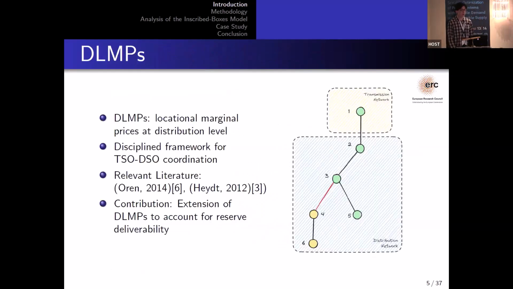Now I'm going to introduce some basic concepts that I'm sure anyone here probably knows, and at what level we have contributed to these concepts. The first concept is DLMPs, which are basically locational marginal prices at the distribution level. They're a very disciplined framework for TSO-DSO coordination. Professor Oren and Hale have talked about it in the past, and our contribution is the extension of DLMPs to account for reserve deliverability.